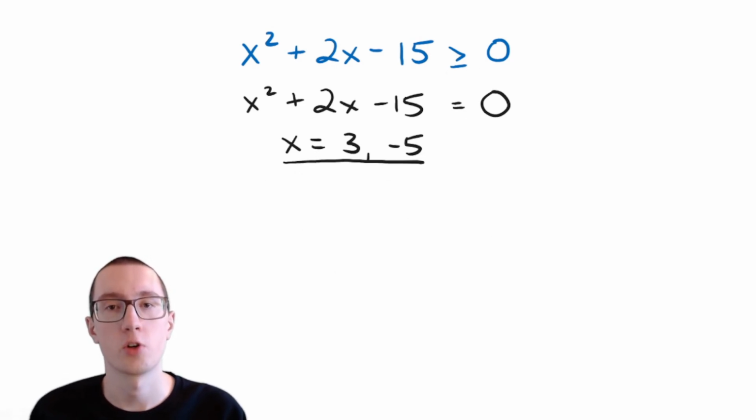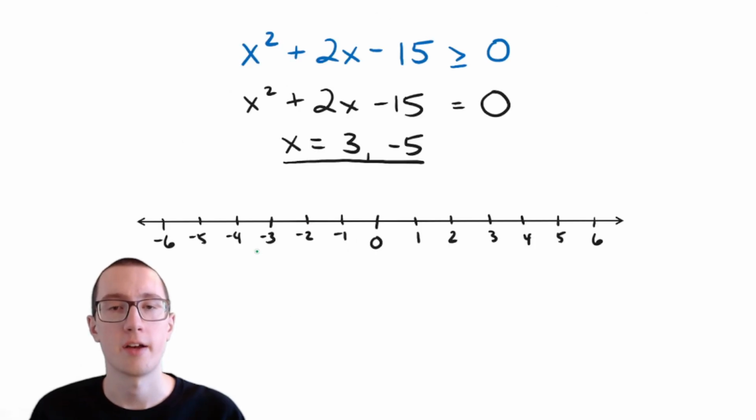Well, here's what we're going to do. We're going to go ahead and draw a number line, because I think that'll help us visualize this. All right, so here's our number line. We have the numbers from negative 6 to 6. You could put whatever numbers you want, but I want to make sure we can fit these numbers.